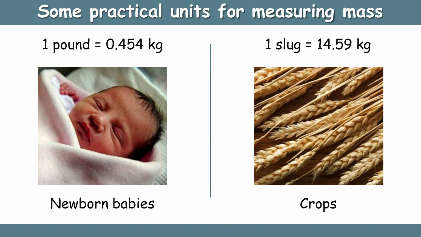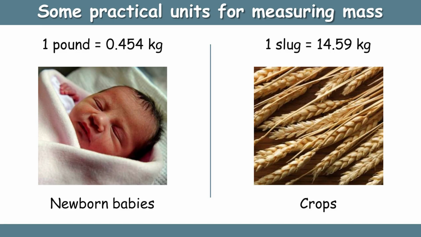Next one is 1 slug. That is also one type of mass unit we are using. 1 slug will be 14.59 kg, which means it is nearly 15 kg. 15 kg is known as 1 slug, which is used in crop measurements.